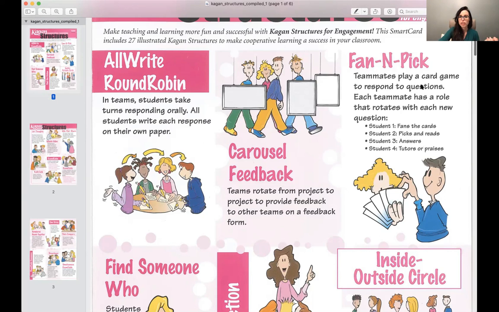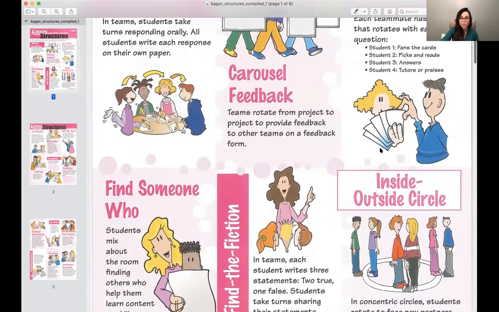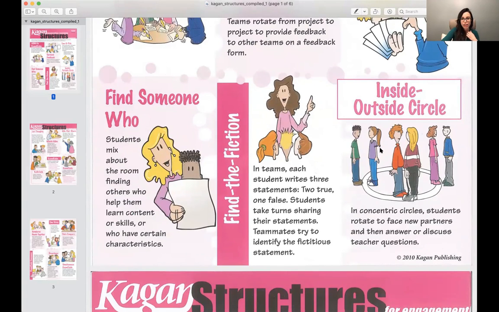And this is fun. I mean, play a card game to respond to questions. Each teammate has a role that rotates with each new question. So student 1 fans the cards. So you pick a card, any card, right? Student 2 picks and reads it. Student 3 answers it. And student 4 tutors or praises them. So then you kind of go around and take turns doing that. It's just fun. It's just a different way to teach that, especially if you have younger kids or if you have students with ADHD, on and on, they're going to love this because they're going to get to do some different things.